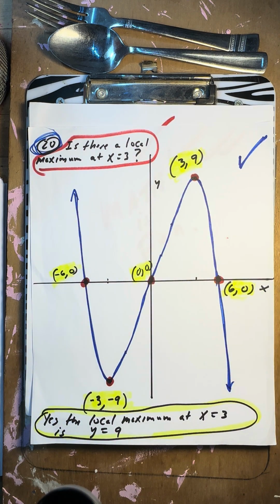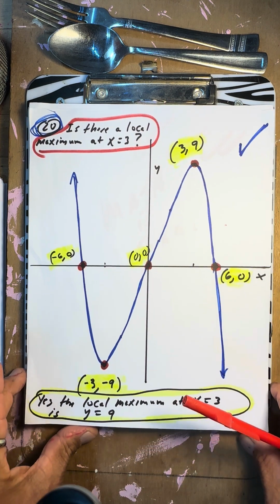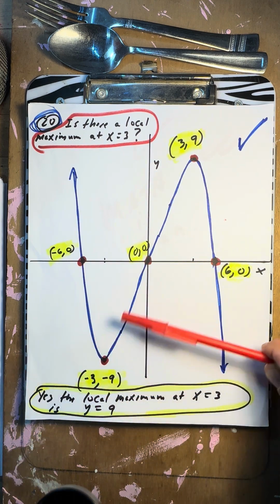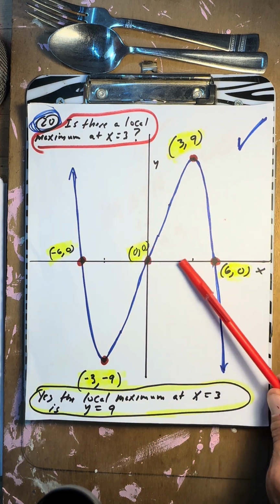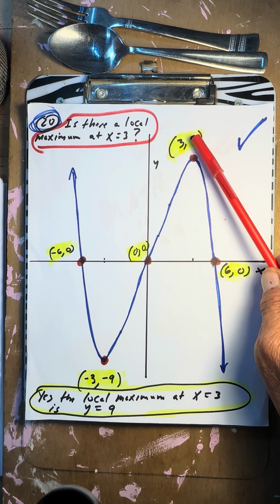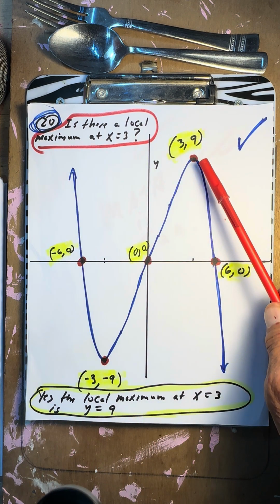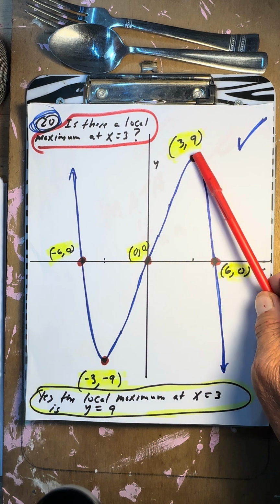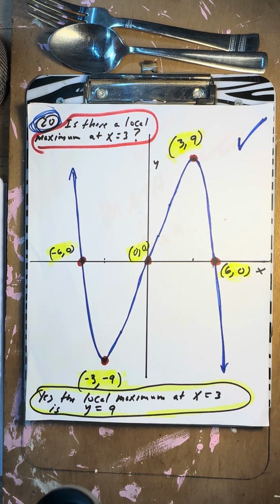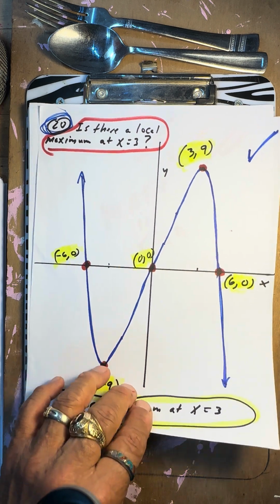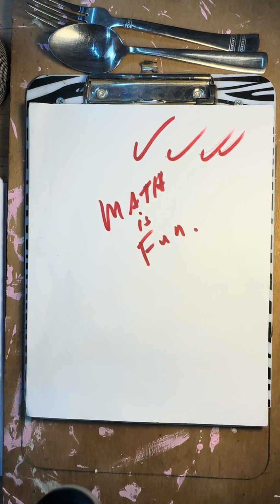Is there a local maximum at x equals 3? I don't know, is there? Yeah, there's a max right there. And how it goes up to what? 9. So yes, the local maximum at x equals 3 is 9. So it goes 3 up to 9 right here. That's a local max. Okay, and then the next one is what? It's done.